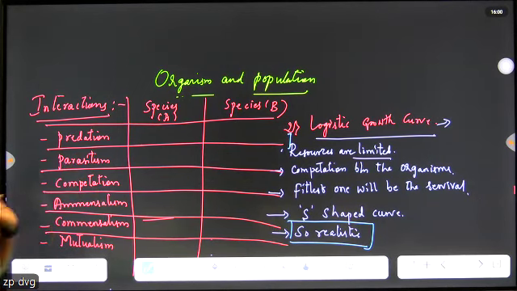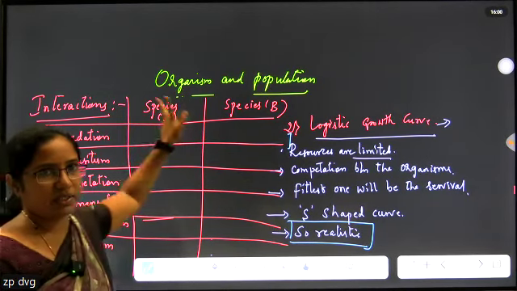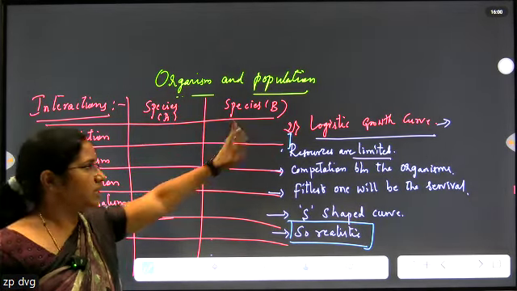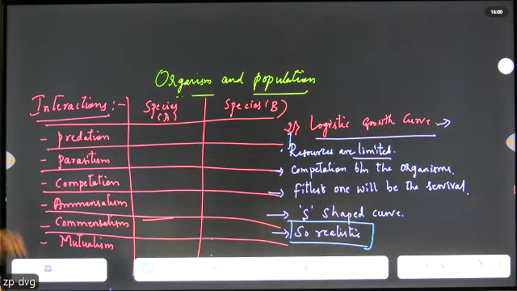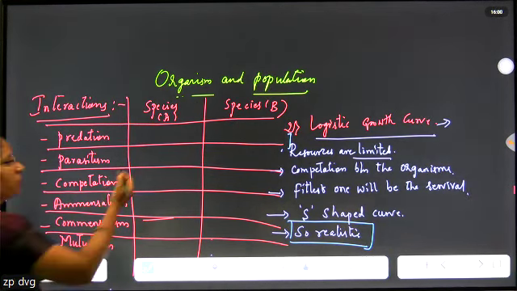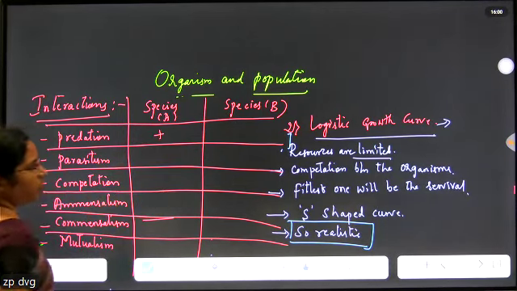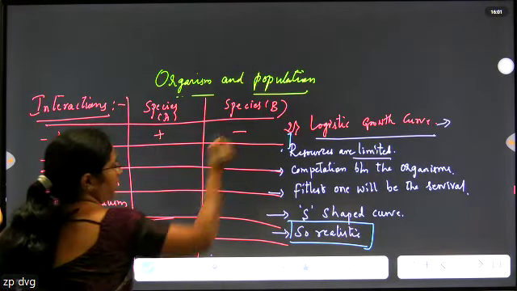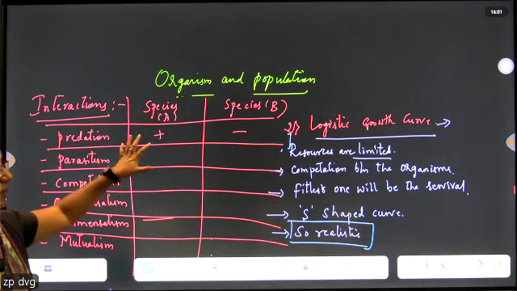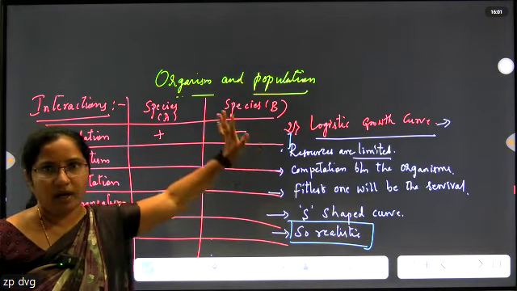In predation, the interaction occurs between the two species, species A and species B. In this predation, the predator is the beneficial one, and it acts on the prey, which is the affected one. So one species has a positive effect and the other a negative effect. One benefits and the other is affected.